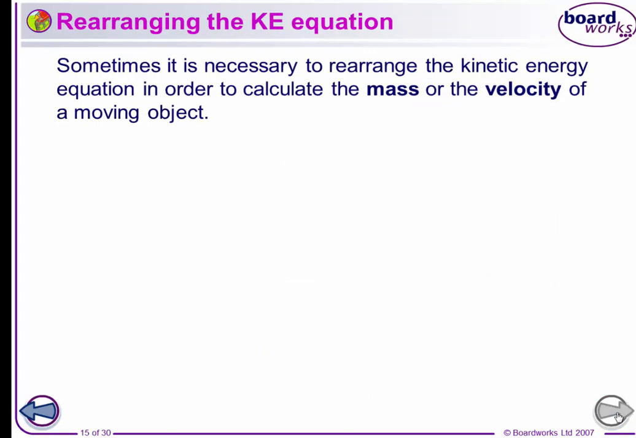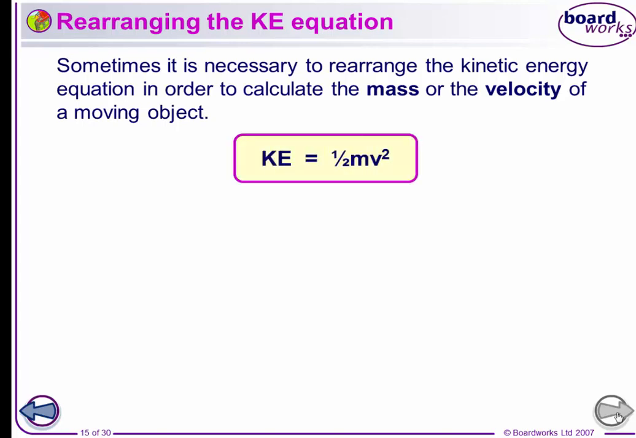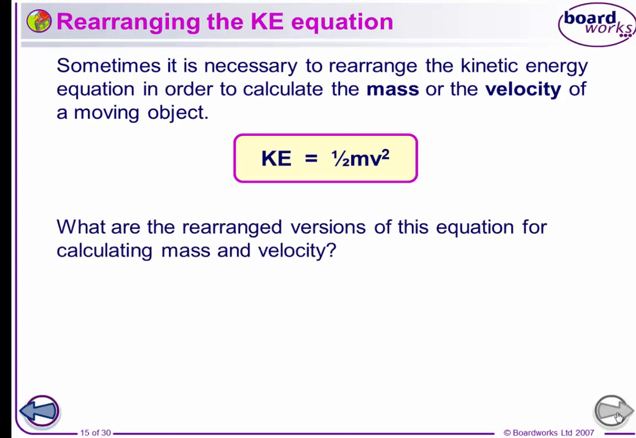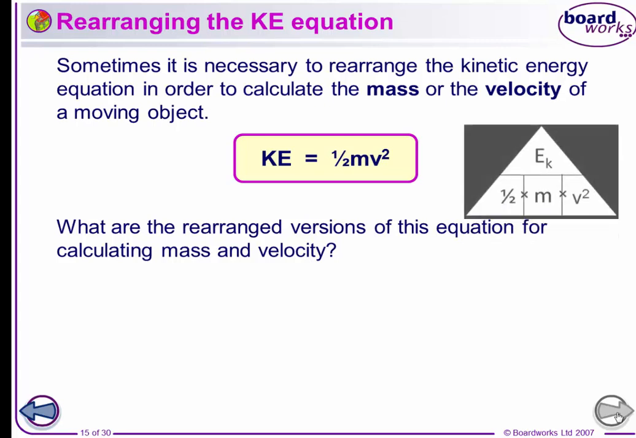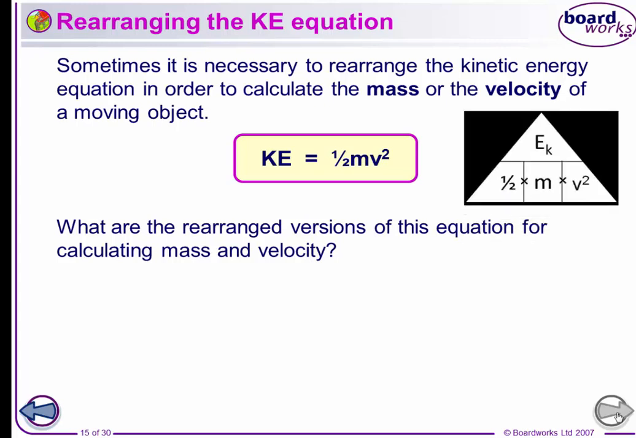Sometimes it is necessary to rearrange the kinetic energy equation in order to calculate the mass or the velocity of a moving object. KE is equal to half mv squared. What are the rearranged versions of this equation for calculating mass and velocity? We can use this formula triangle to help us.